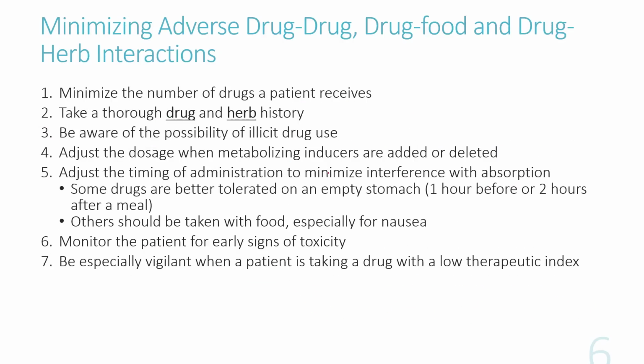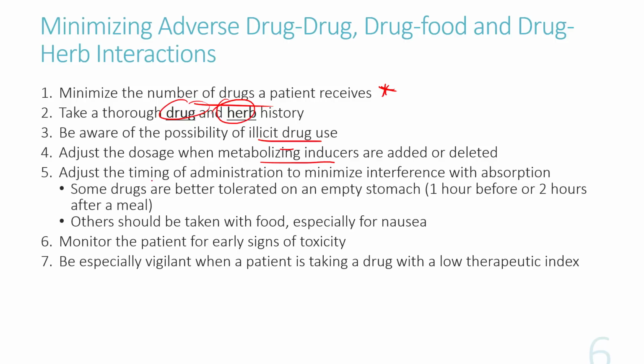Just some strategies to minimize drug interactions with other drugs, food, and herbs. Minimize the number of drugs a patient receives, very important. If possible, combine or cut out some drugs. Take a thorough drug, herb, and food history. Be aware of illicit drug use. If metabolizing inducers are added or deleted, you need to adjust the dosage.